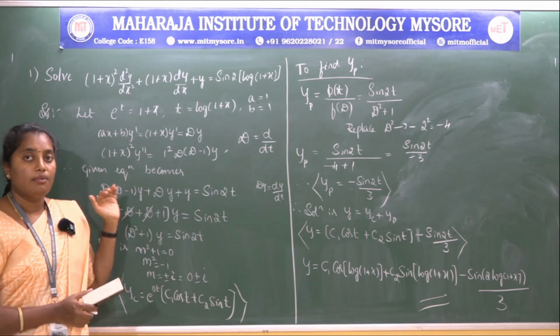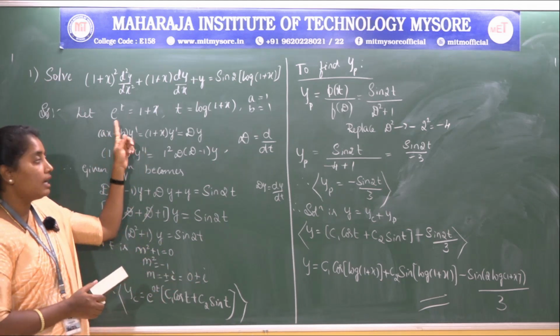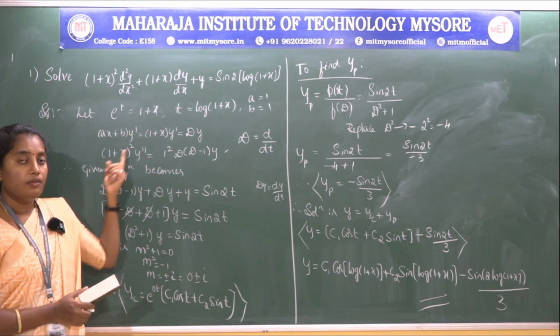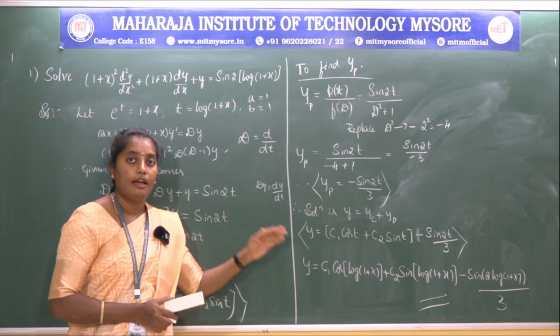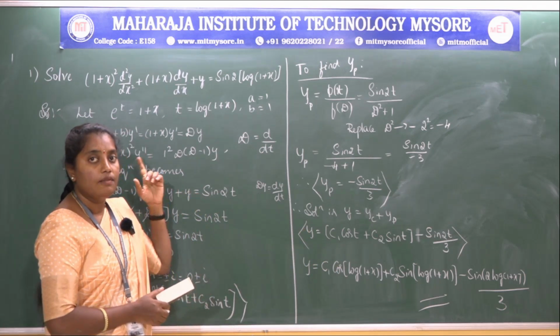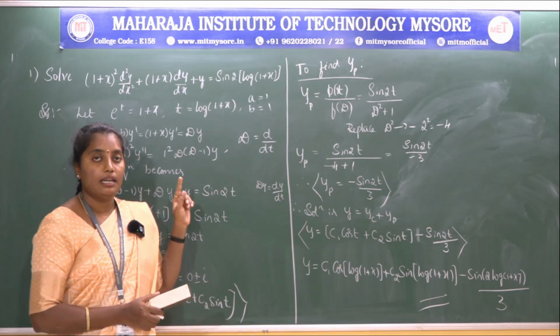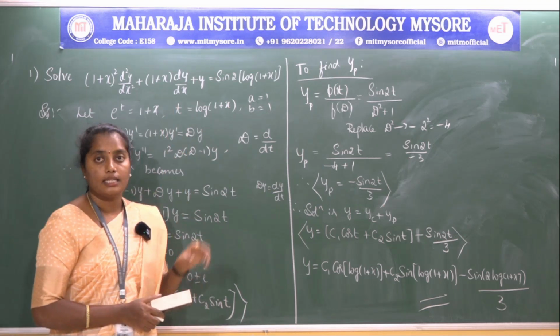To reduce the variable coefficient to constant coefficient, we have to insert a new variable. After writing the solution in terms of the new variable, in the final step we have to replace it with the original variable, which is given in the problem, that is x in this problem.